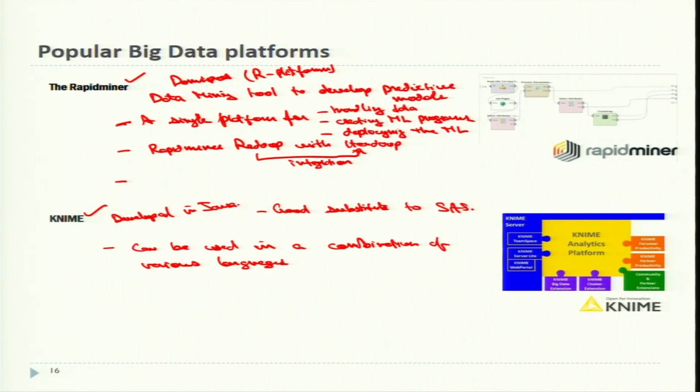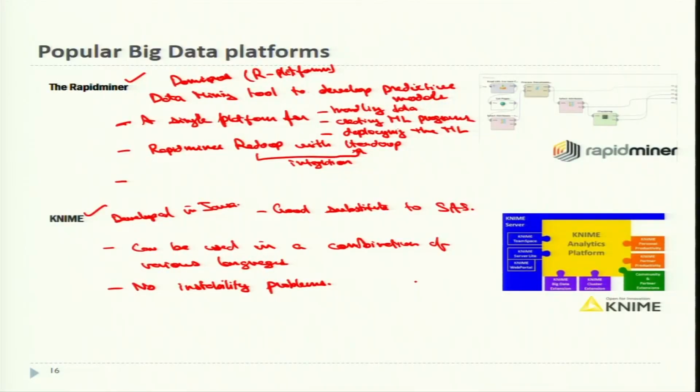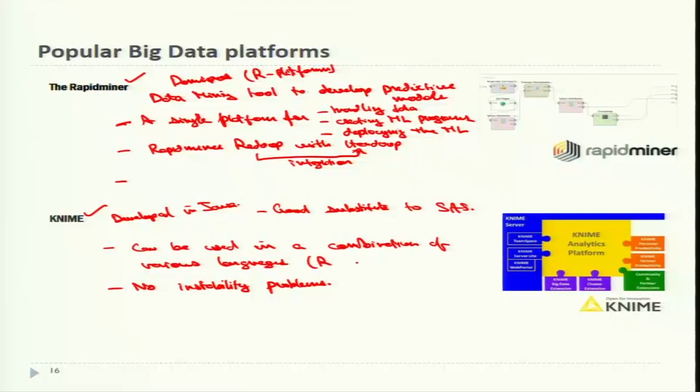So, setting up of KNIME is also simple. So, it has no instability problems. So, as KNIME is an interface which can have a graphics analytics platform, it can be used with or combined with various languages, for example, R or Python.